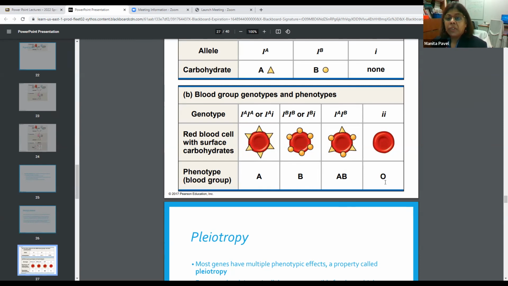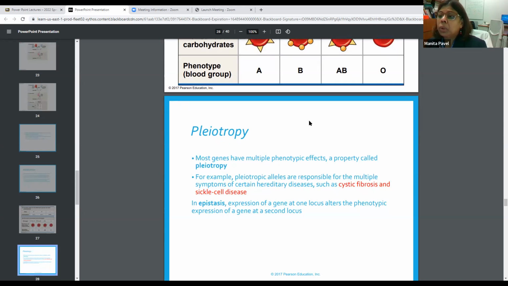Okay. So now we come to what is pleiotropy. When genes have many phenotypic effects, the property is referred to as pleiotropy. For example, pleiotropic alleles are responsible for multiple symptoms of certain hereditary diseases such as CF, which is cystic fibrosis, and sickle cell disease.